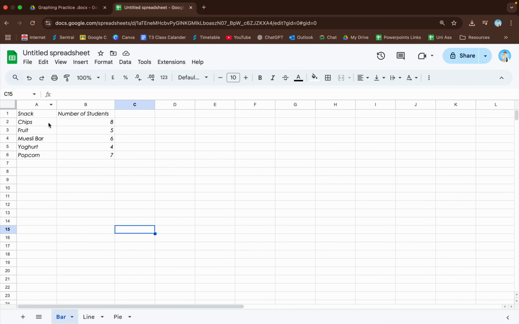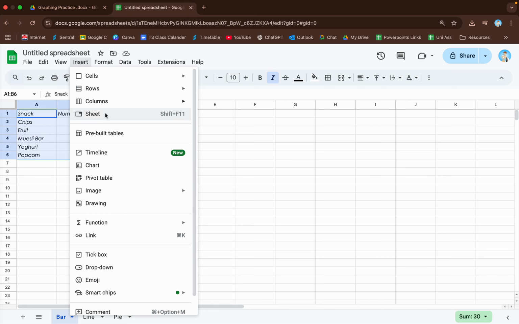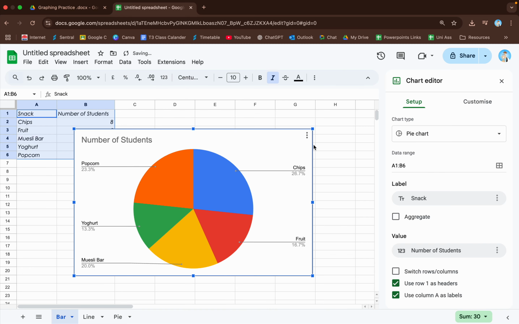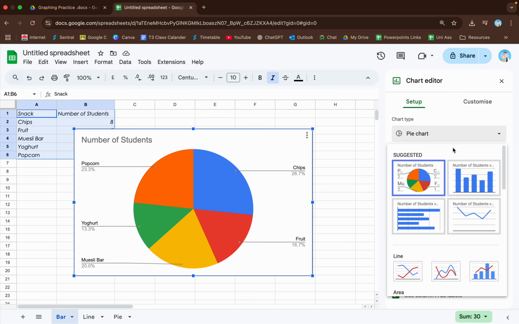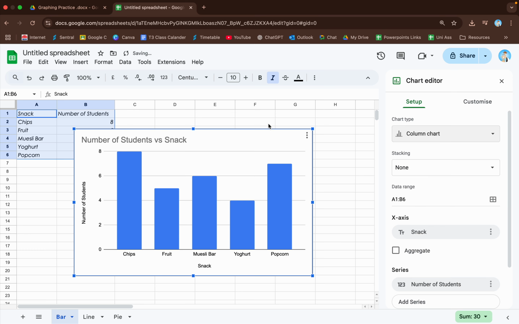So I'm going here. I've got my data right here. You just highlight it and make sure that the one that's on the x-axis comes first, the one that's on the y-axis comes second, please. Highlight it all, insert, chart. And then here, because most of you are going to do this in Sheets, you get to pick what's your chart type. For this one, obviously a bar graph.